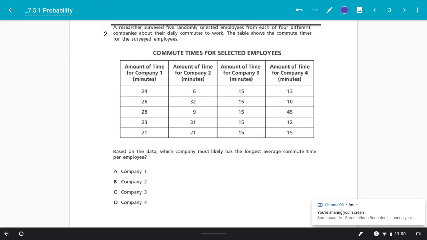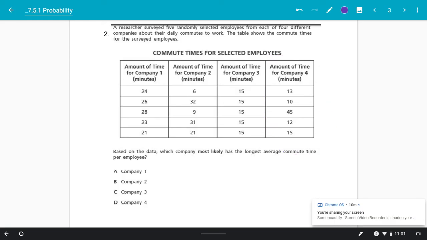For company 2, there was somebody who took 6 minutes to get to work, 32 minutes, 9 minutes, 31 minutes, and 21 minutes. And for company 3, that's our third column here, all of their employees took 15 minutes to get to work. Very unusual. And then for the last one here, for company 4, the first employee took 13 minutes, then 10 minutes, then 45 minutes. They got a long commute, 12 minutes and 15 minutes.